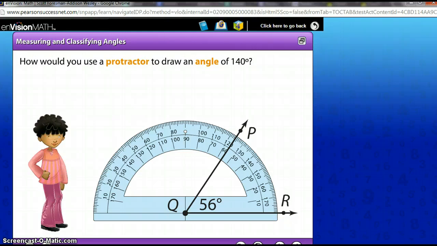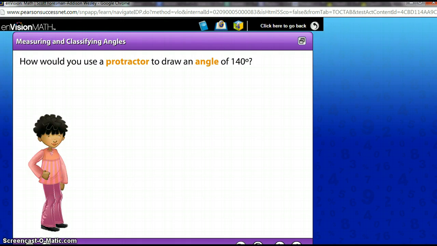How would you use a protractor to draw an angle of 140 degrees? So not only are we going to use protractors to measure angles that are already there, you're going to have to know how to draw one. If I say draw me an angle of 160 degrees, you can use a protractor to do that. What would you do first? What do you think, Haley? Put the protractors down. Okay.